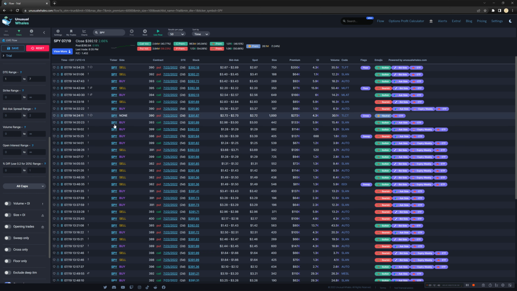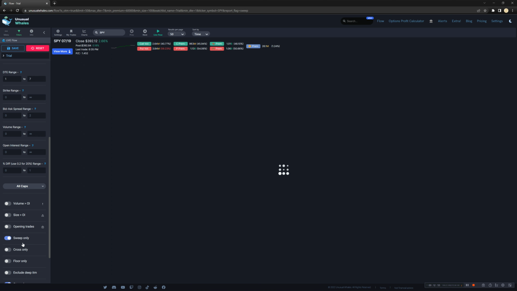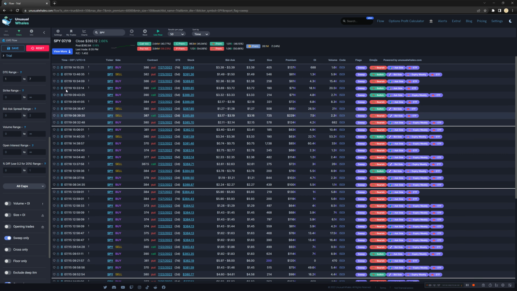But yeah, this is Unusual Whales, and I showed an example of what I was looking at. These are my filters. I like to use a sweep only filter. And another thing Unusual Whales does is the live flows. So this updates as the market's going on. I'll leave my filter on, and if something pops up, that's definitely what I'm going to be looking at.